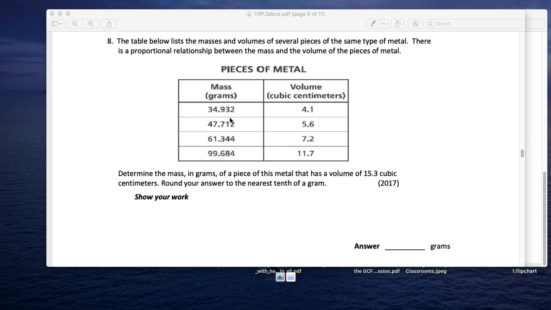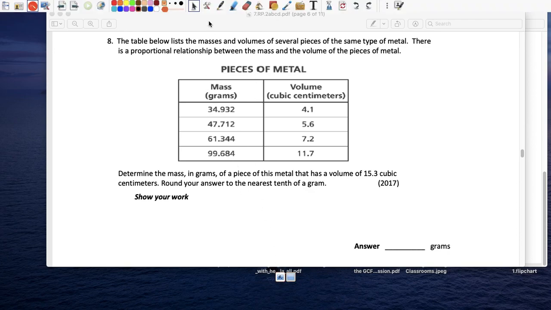Mass and volume of several pieces of metal. There's a proportional relationship. So if it's proportional, how do we know this number? Whatever you multiply this by to get that is the same. So it's going to be the same number over and over again. We have to figure out what the number is. Determine the mass in grams of a piece of metal that has a volume of 15.3. Round your answer to the nearest tenth of a gram.